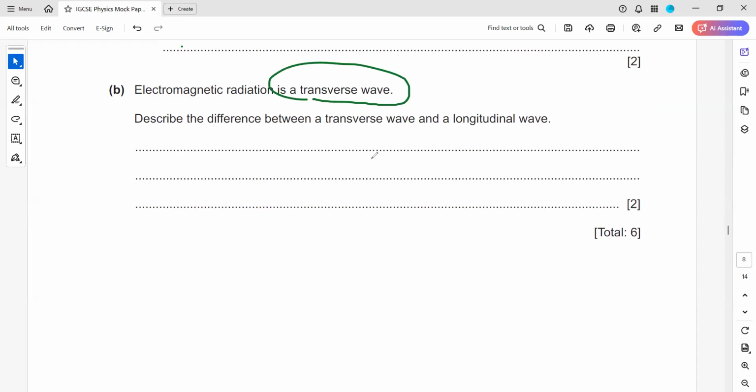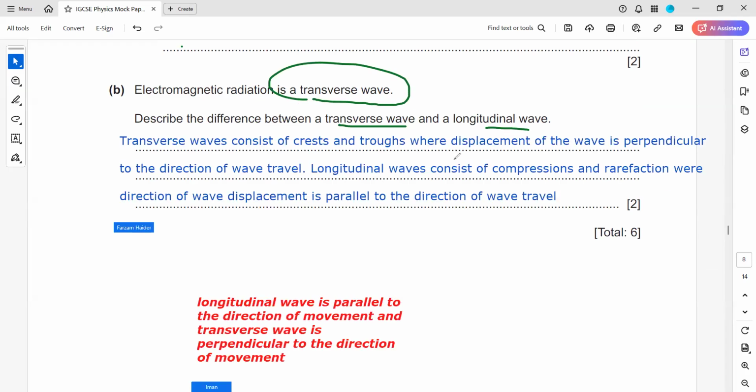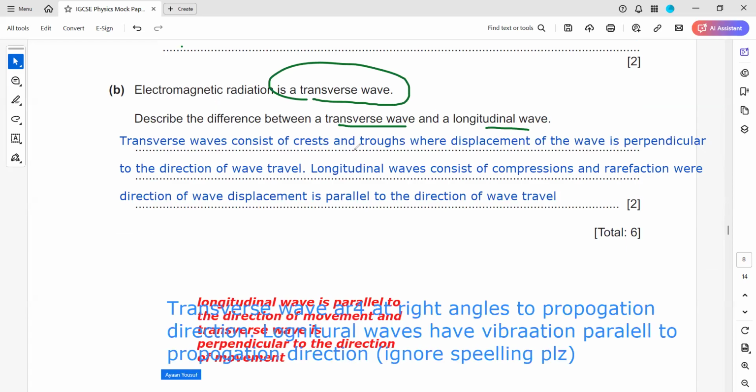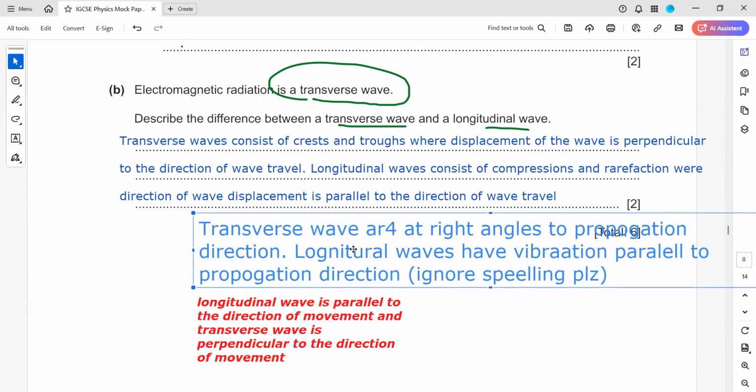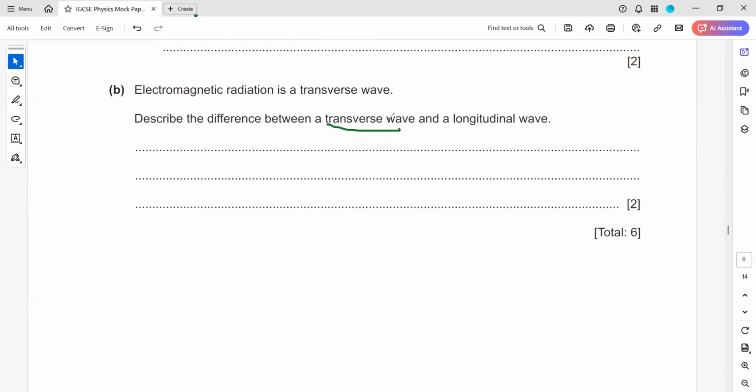Electromagnetic radiation is transverse. What is the difference between a transverse and a longitudinal wave? The transverse wave consists of crests and troughs, where the displacement is perpendicular to the direction of propagation, or at a right angle. A longitudinal wave consists of compressions and rarefactions, and the direction of vibration of the particles is parallel. This is a question you will find in the exam, a common type of question. So try to learn the standard, structured answer for this.